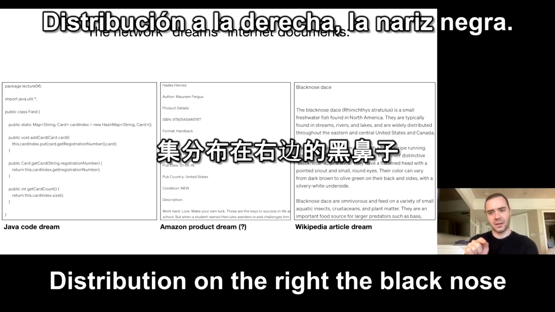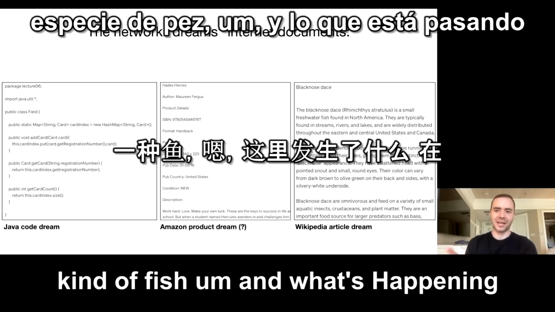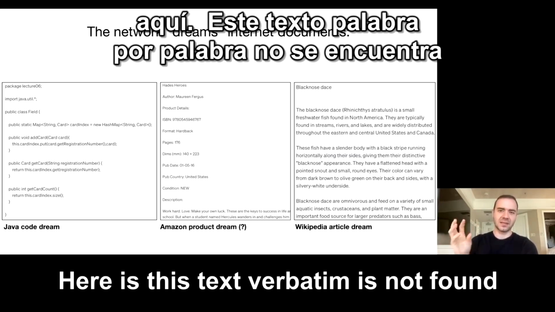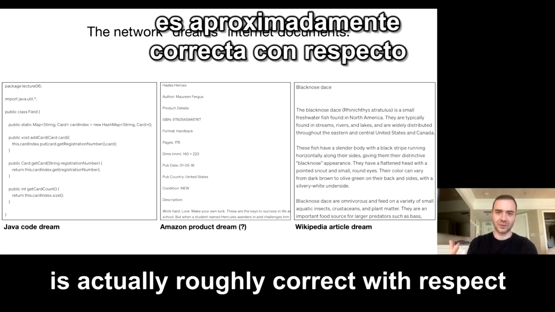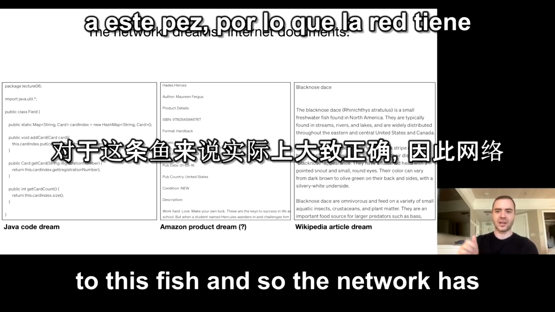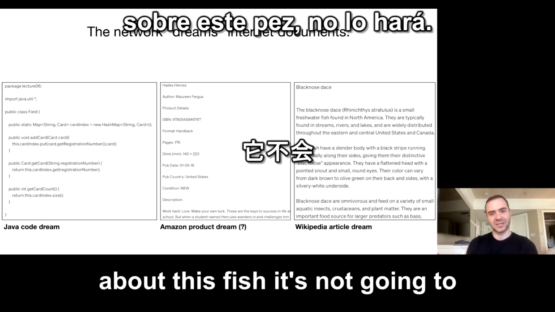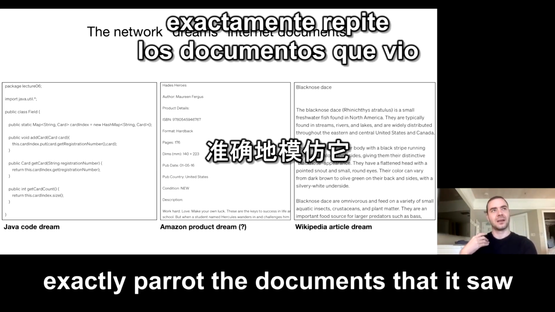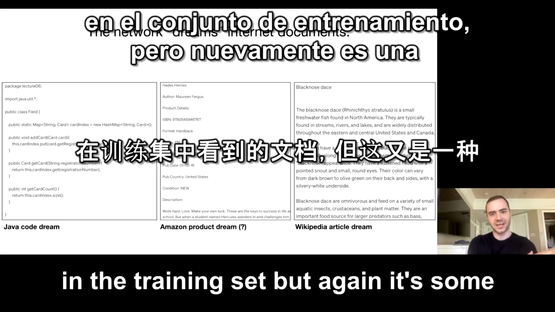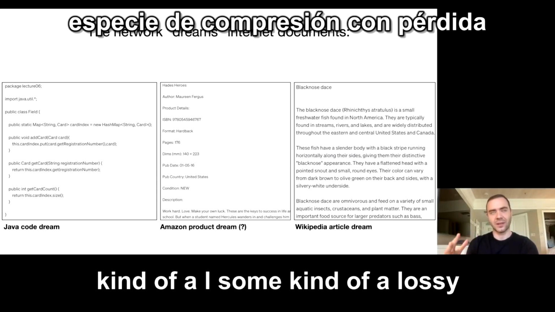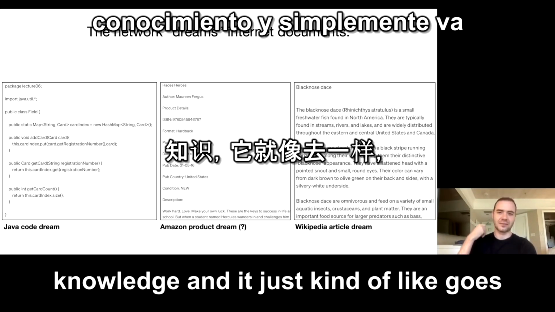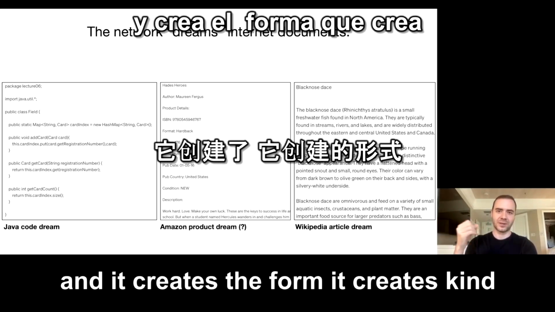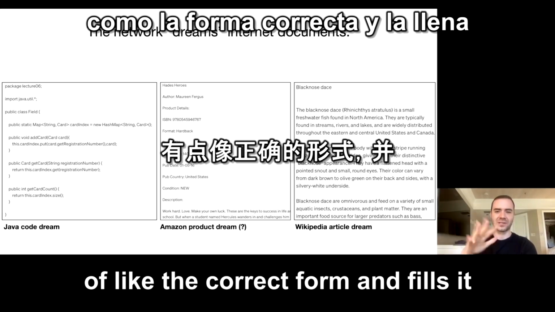On the right, the black-nosed dace, I looked it up, and it is actually a kind of fish. And what's happening here is this text verbatim is not found in the training set documents, but this information, if you actually look it up, is roughly correct with respect to this fish. And so the network has knowledge about this fish. It knows a lot about this fish. It's not going to exactly parrot documents that it saw in the training set, but again, it's some kind of a lossy compression of the internet. It kind of remembers the gestalt. It kind of knows the knowledge, and it just goes and creates the form. It creates the correct form and fills it with some of its knowledge.